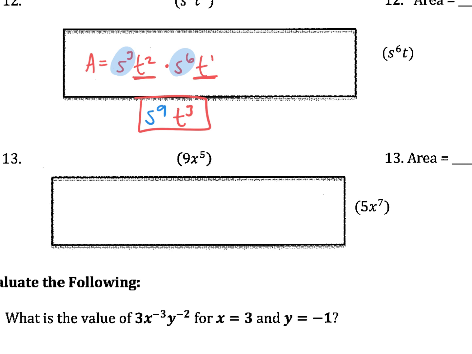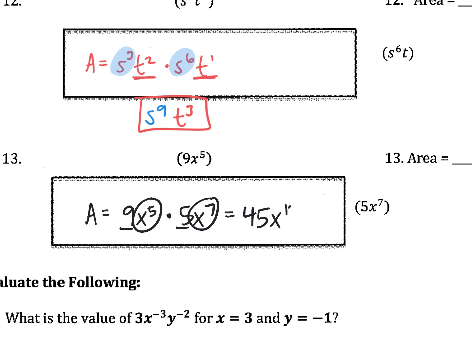Number 13, when I find the area, I'm multiplying those two side lengths together. So this is the problem that you are solving here, which means I multiply these outside numbers together, which gives me 45. And then I'm adding my exponents together to give us x to the 12th.